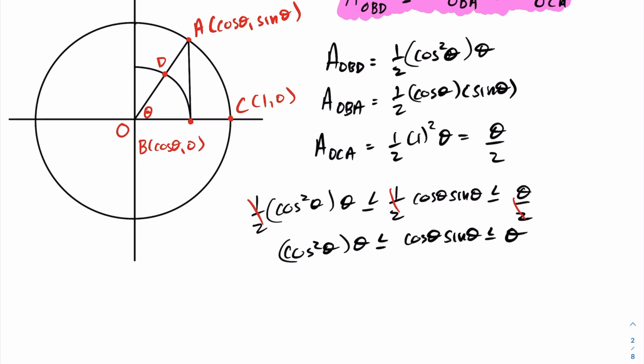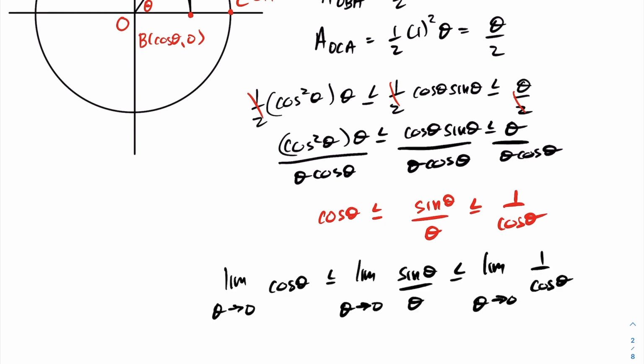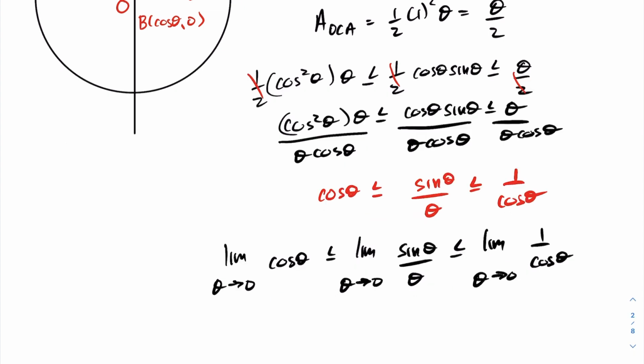Now we're going to go ahead and divide across by theta cos theta, in which case this will simplify. Now we're going to go ahead and take the limit of all sides of the inequality, and we get, notice here we have our function g at x bounded below by cos theta and bounded above by 1 over cos of theta. And then furthermore, notice the limit as theta goes to 0 of cos of theta is 1, and the limit as theta goes to 0 of 1 over cos of theta is also 1.